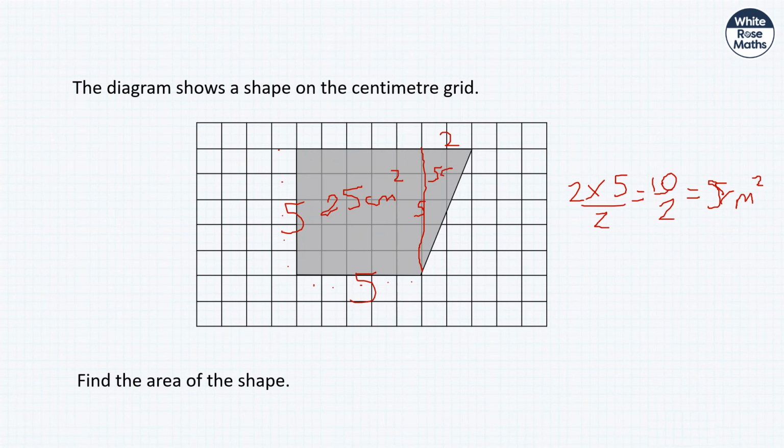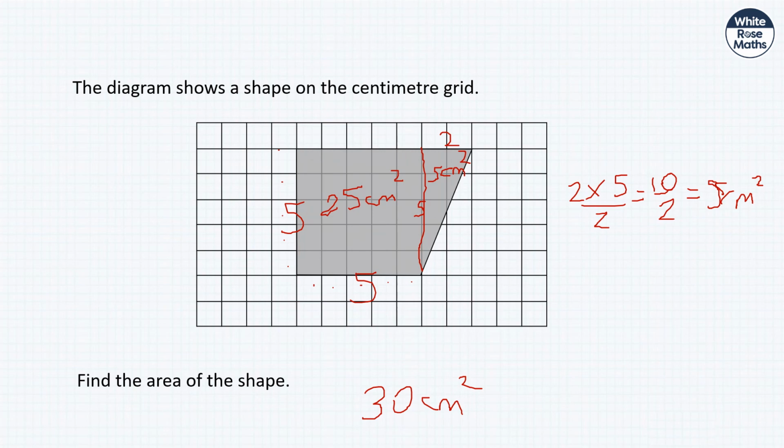So 5 centimeters squared. Okay, so the total area will be the area of the square plus the area of the triangle, which would be 30 centimeters squared. Okay, so this is what I also call a compound shape. You can split the shape into squares, rectangles, triangles, whatever it is, to help you work out the area of each bit and then add it together.